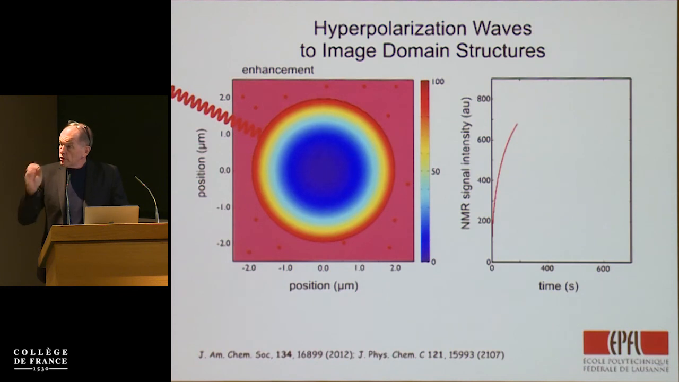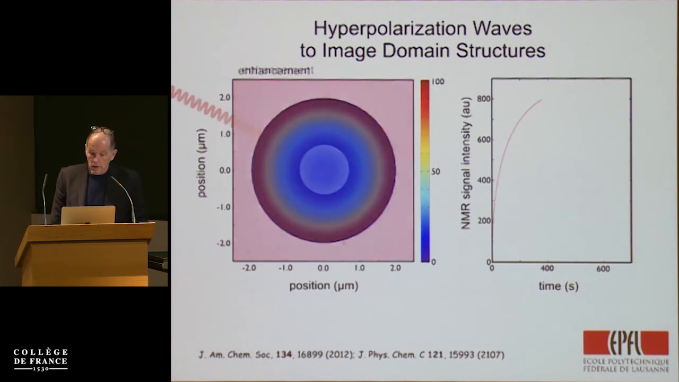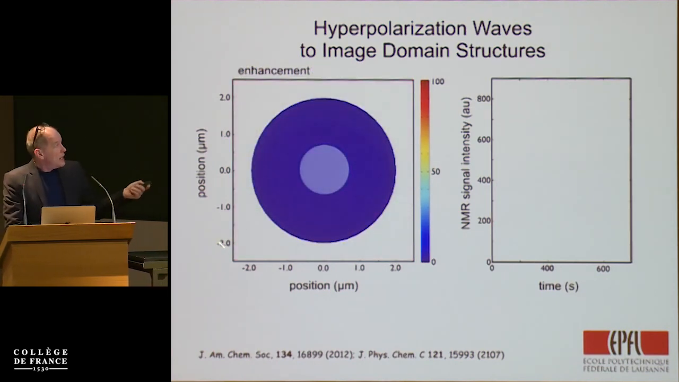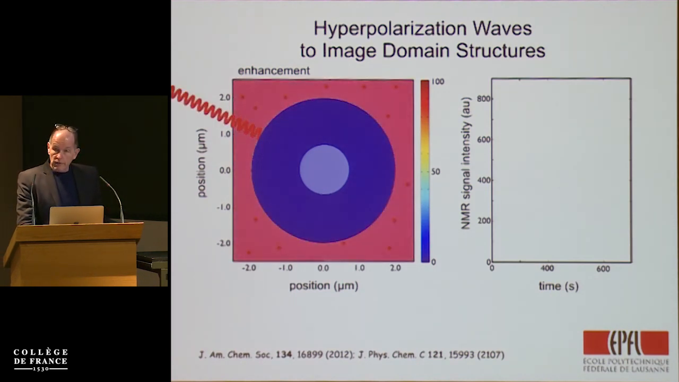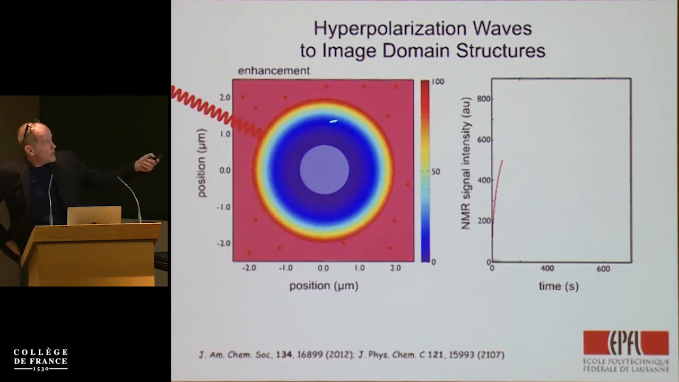The smaller the particle, the faster it will build up. The bigger the particle, the slower it will build up. So the buildup of this magnetization actually tells me something about the size of the particle. Okay, and so now if I go to a core crown system, for example, core shell system, sorry, what will happen? Well, the same thing. I polarize the solvent, it polarizes the surface, and then the polarization propagates into the material.